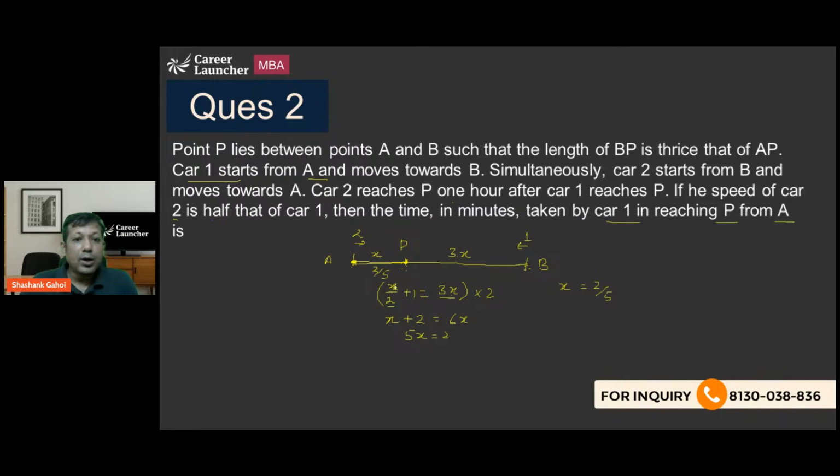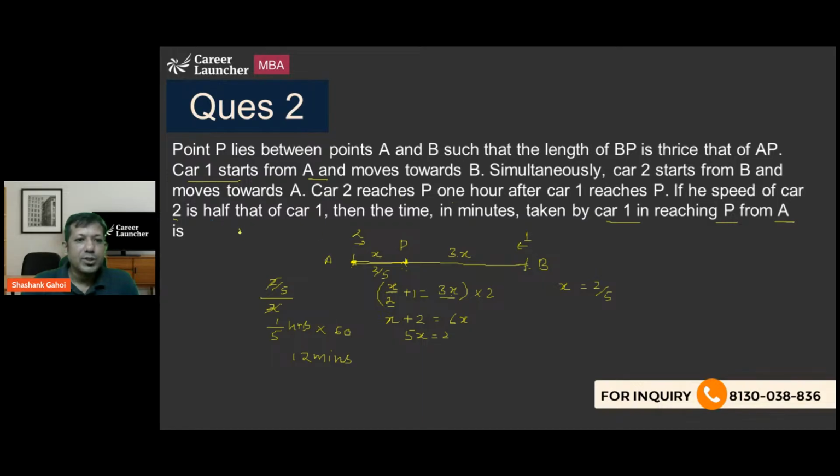Okay, so it means I can say this distance is 2 by 5. So how much time is A going to take to reach from here to here? Distance is 2 by 5, speed is 2, so that comes out to be 1 by 5 hours. Right. Now, how am I going to convert hours into minutes? I'm going to multiply it by 60, and I'm going to get my answer in minutes, and that's going to be 12 minutes.